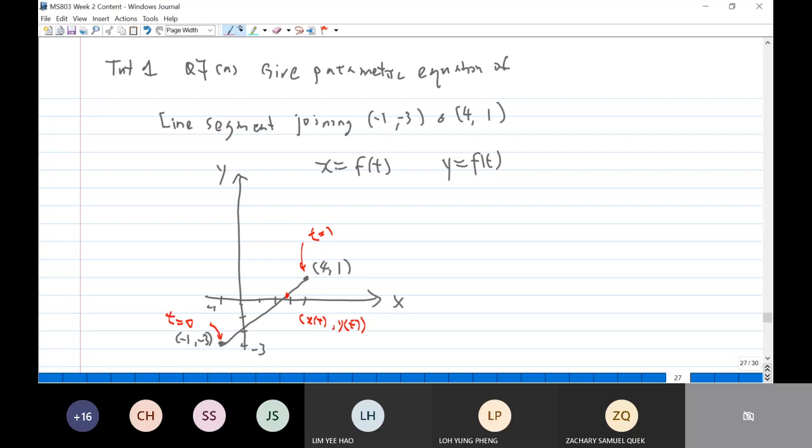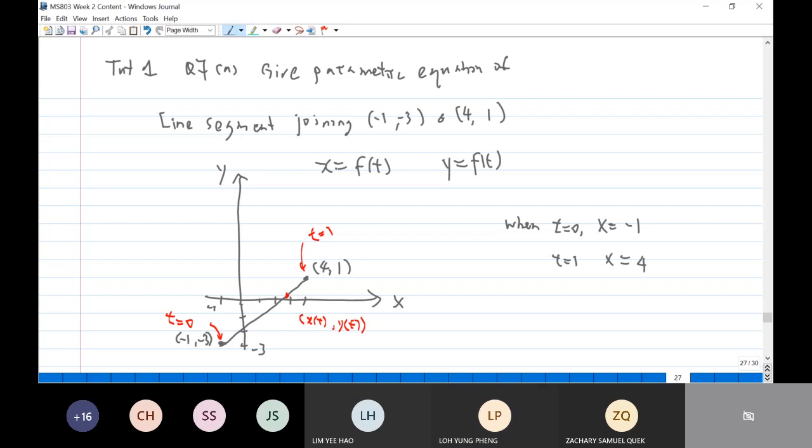So my argument is this: when t equals 0, x is at the point minus 1. When t equals 1, x equals 4. How do you get the t equals 0, t equals 1? I just arbitrarily set it. You can put t equal to minus 1, t equal to 1 also. It means I just set intervals for my own easy calculation.